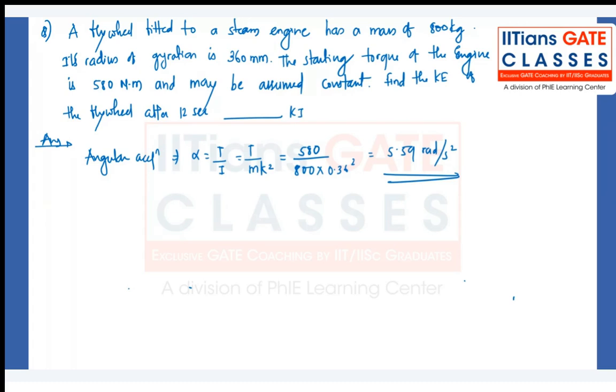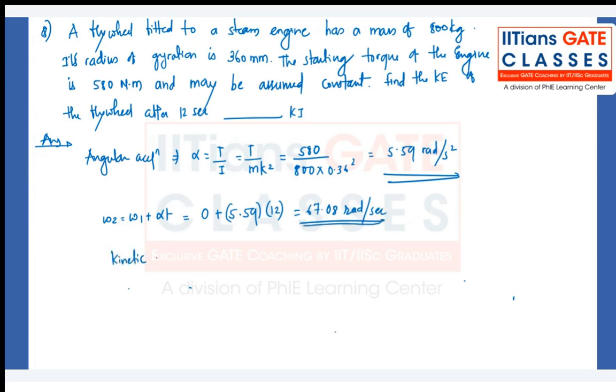We also know v is equal to u plus at, so omega 2 can be written as omega 1 plus alpha t. So omega 1 is 0, the initial speed. Alpha is 5.59, t is 12, because after 12 seconds they are asking. So omega 2 is 67.08 radian per second.